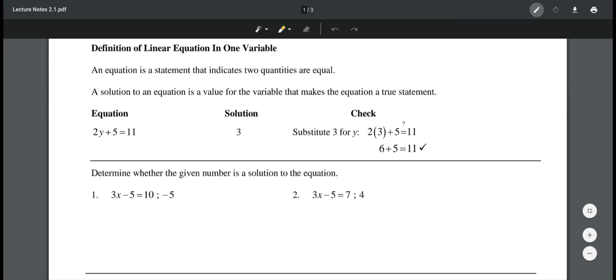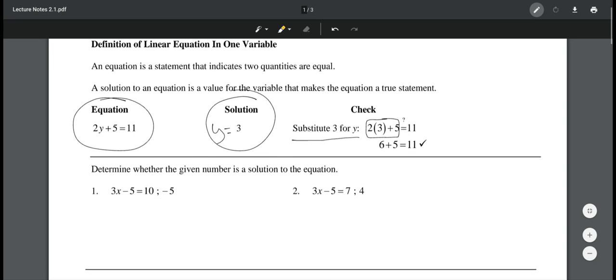So if you notice in this example, that's the equation. They're telling me that 3 is the solution. So basically they're telling me that the value for y is 3. And then they substitute 3 in for y, and they make sure that the left and the right side balance. So they make sure that all of this does in fact equal 11 by applying the order of operations. That's where most students mess up, is they apply the order of operations in the wrong order. So be very, very careful.